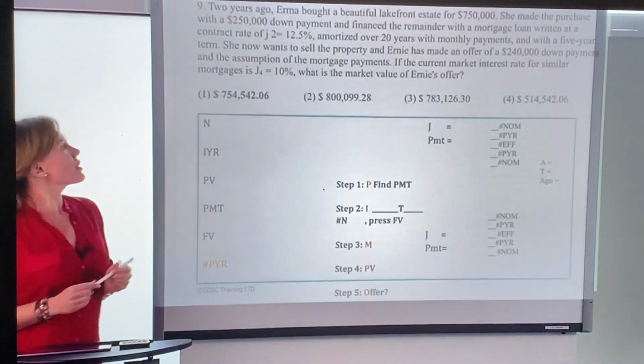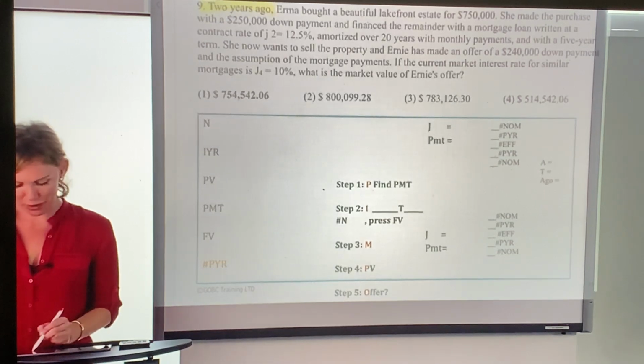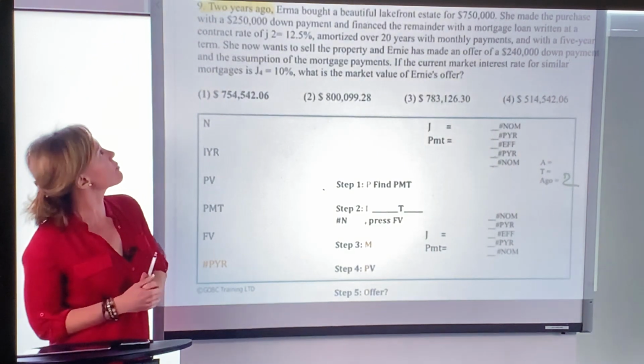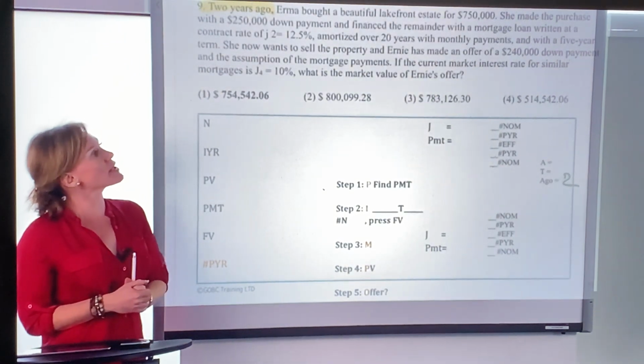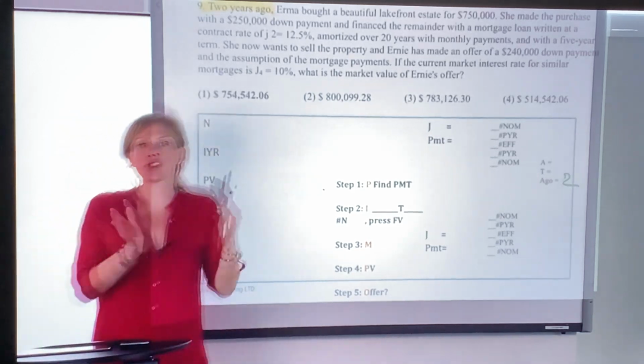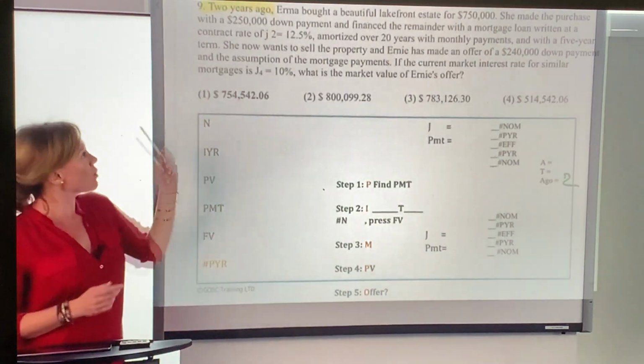Okay, question number 9. Two years ago, let's highlight that. Emma bought a beautiful lakefront estate for $750,000, and she made the purchase with a $250,000 down payment and financed the remainder. So what is her mortgage? Let me just ask you this. She bought a house for $750,000. Out of that $750,000, $250,000 was the cash. That means her mortgage was $500,000.